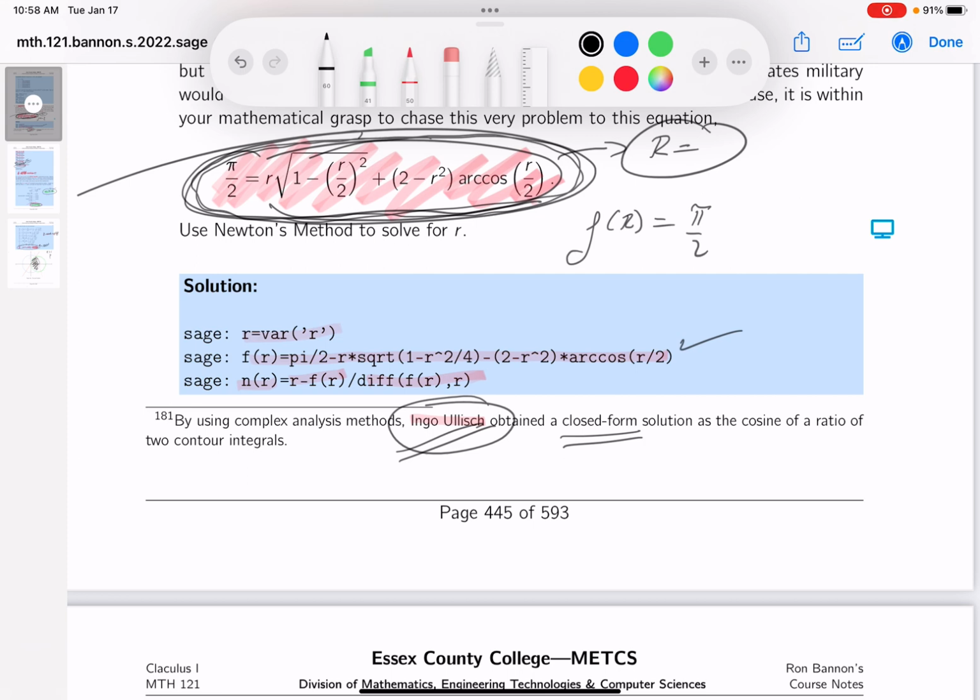And it's a cosine of a ratio of 2 contour integrals which involve complex numbers. Not easy, in my opinion super difficult to work through, all right? It was an achievement, by the way. His name is certainly known in mathematics now.